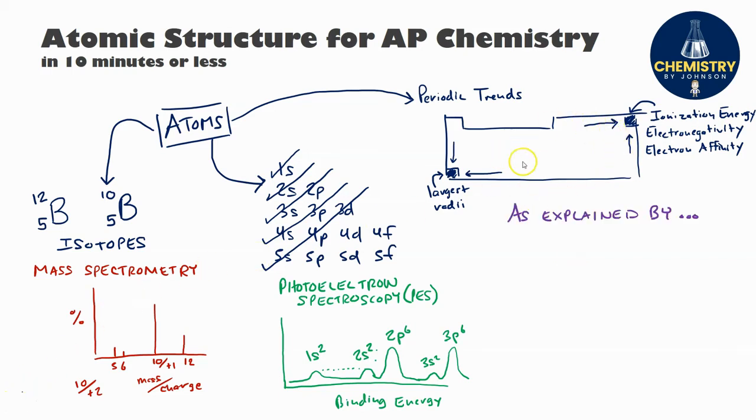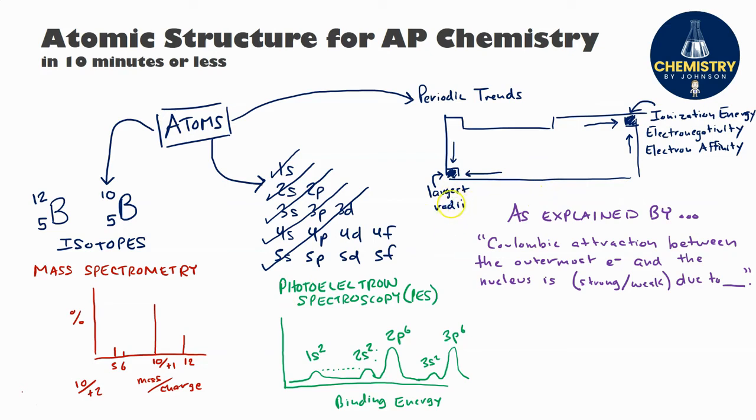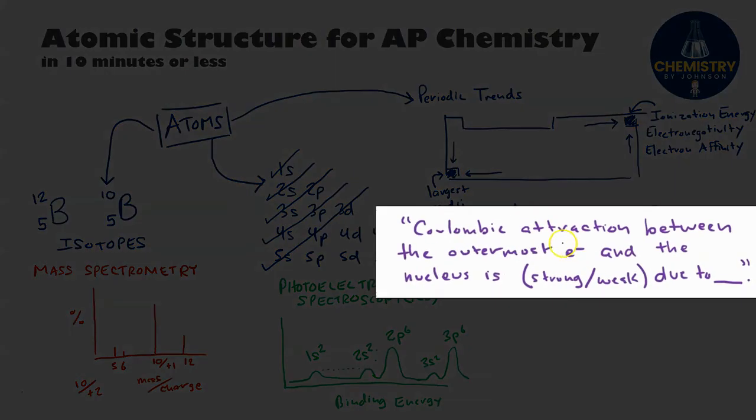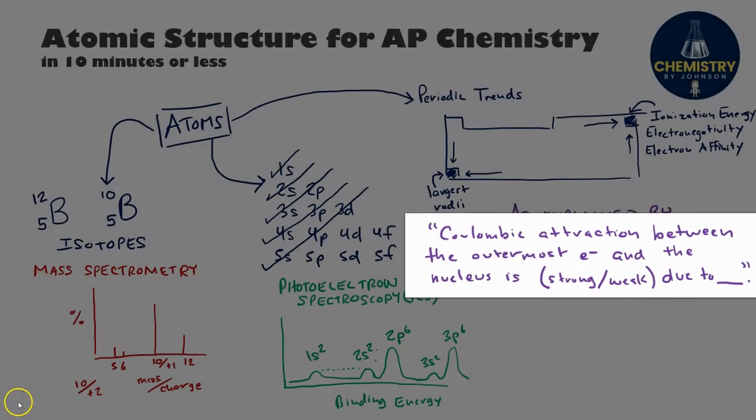Now, simply memorizing these trends is only going to get you so far on the AP Chem exam. Chances are pretty good most of the time you'll be explaining why these trends exist the way they do. So whether you're explaining the trend in radius or ionization energy or even electron affinity, it almost always boils down to this one idea of the Coulombic attraction between the outermost electrons and the nucleus, and whether that attraction is strong or weak and what the strength of the attraction is caused by.